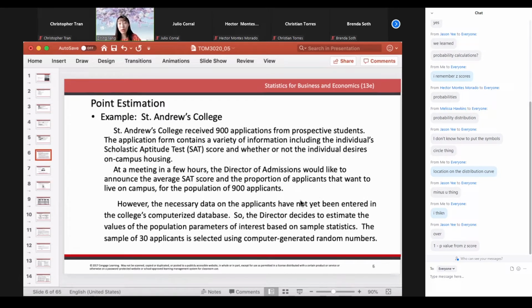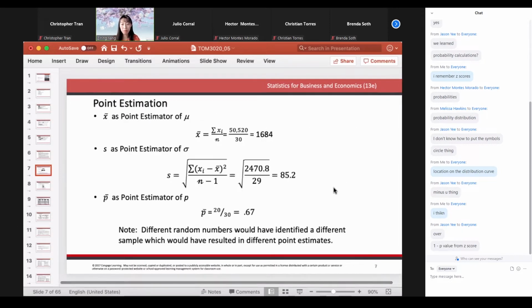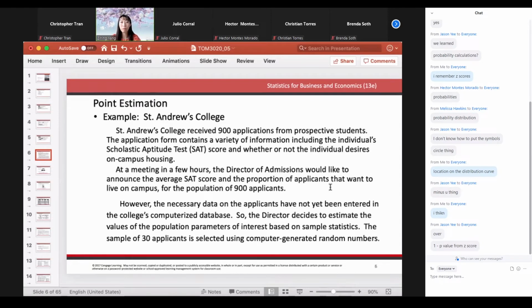Let's start with one example. So in this example, we're also in the university context. St. Andrews College received 900 applications from prospective students. The application form contains a variety of information, including SAT score and whether the students prefer on-campus housing.